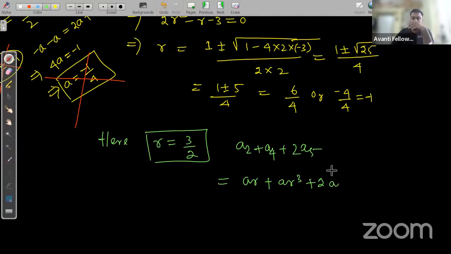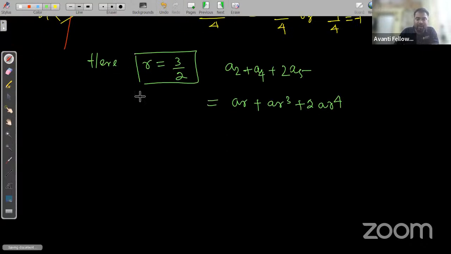So let's give me the answer. What is the answer? A to the power 4. Okay, so what is the answer? Just calculate by putting the value of R as 3 by 2. What is the answer you are getting, guys? Let me know in the chat box what is the answer you are getting.